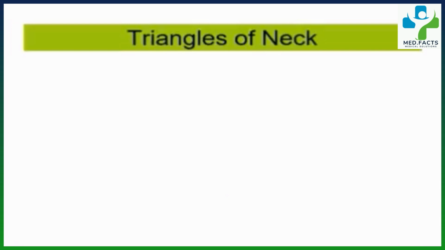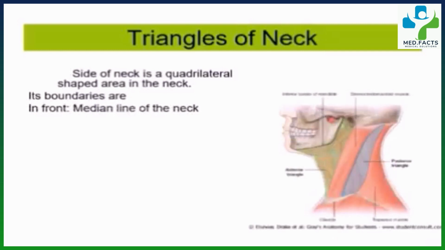Now coming to the triangles of the neck. If you see the neck, it is actually quadrilateral in shape on each side. This is the whole area of the neck, and we should know its boundaries before we go to the boundaries of each triangle. To begin with, in the front we have the midline structures of the neck. This is the anterior boundary of this quadrilateral space, and we have seen what the midline structures of the neck are.